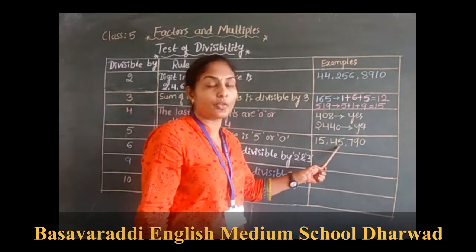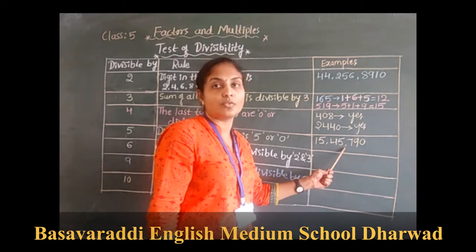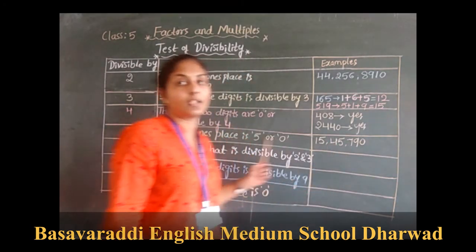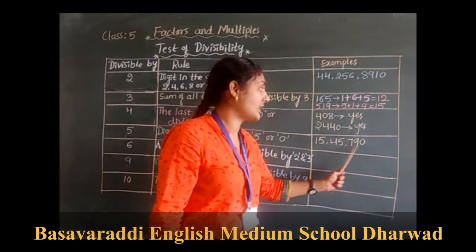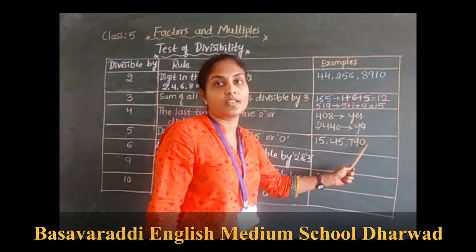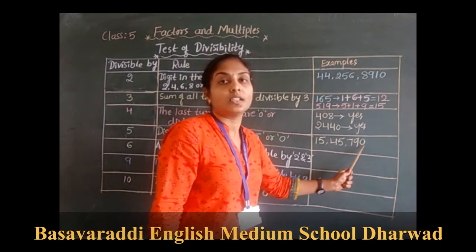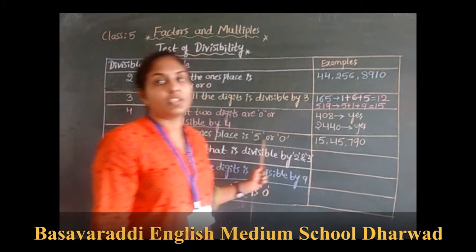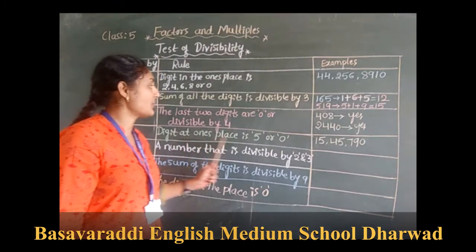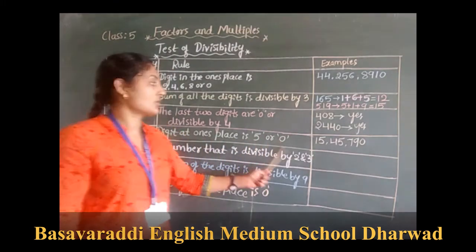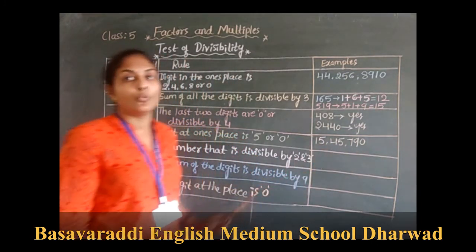Next, 45. One more example, 45. In the ones place there is a 5. So the whole number 45 is divisible by 5. The 790 is the third example. In the ones place there is a 0. So the whole number 790 is divisible by 5. Why? Because the rule says the digit at the ones place is 5 or 0. So 15, 45 and 790 are divisible by 5.